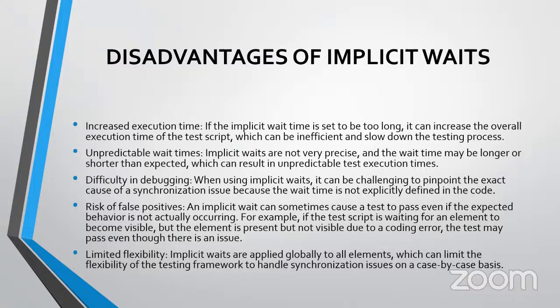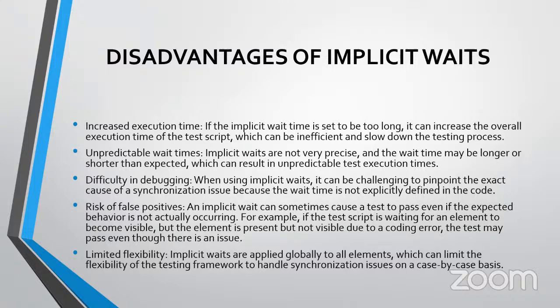Also, rates of false positives. An implicit wait can sometimes cause a test to pass even if the expected behavior is not actually occurring. For example, if the test script is waiting for an element to become visible, but the element is present but not visible due to a coding error, the test may pass even though there is an issue. And one last disadvantage we have here is limited flexibility. Implicit waits are applied globally to all elements, which can limit the flexibility of the testing framework to handle synchronization issues on a case-by-case basis.